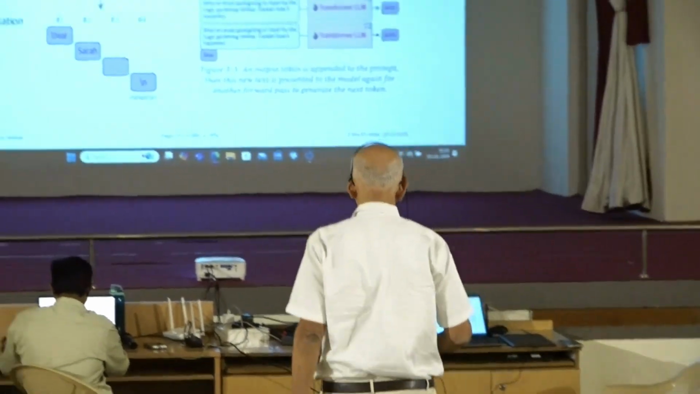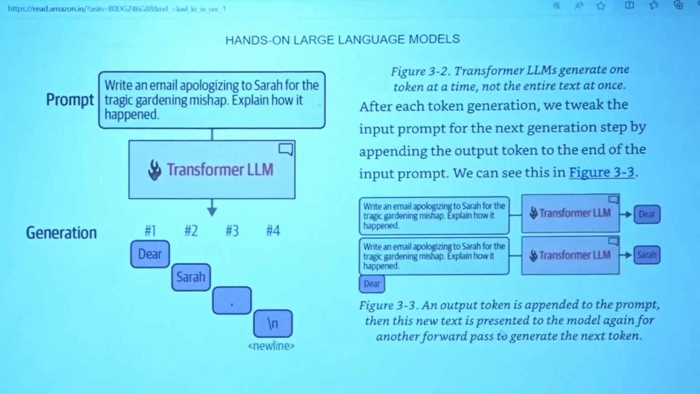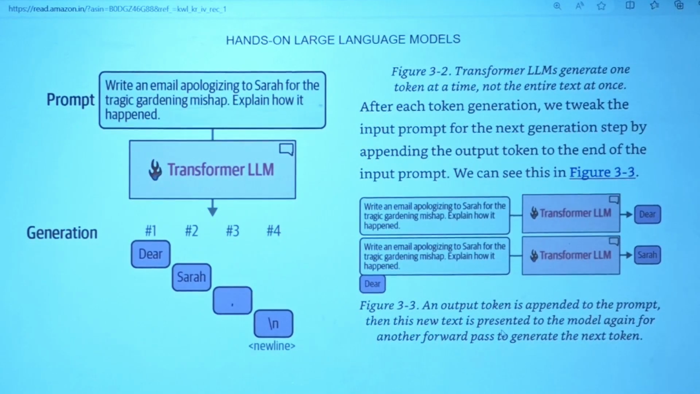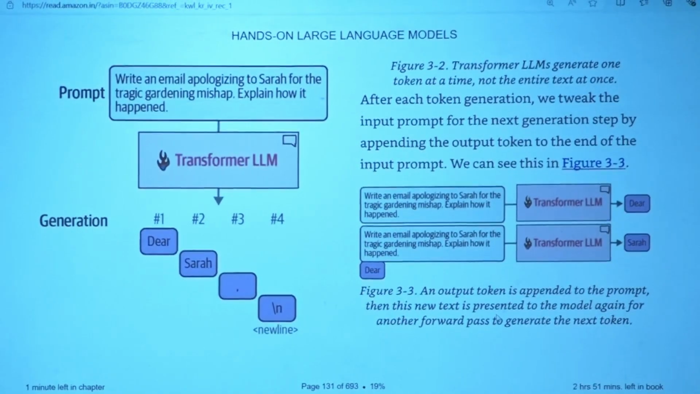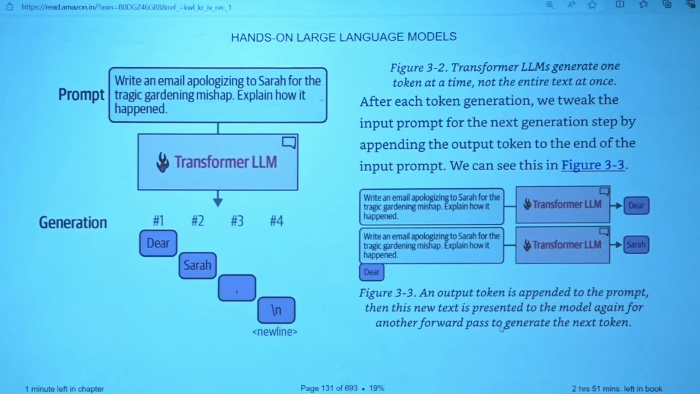This is called autoregressive. In the next place he spells it out. He says the output token is appended to the prompt. Then this new text is presented to the model again for another forward pass to generate the next token. So, every time it is doing a forward pass and generating one token after another. Why just one token? But the speed at which it is generating the tokens is so fast that you are getting sentence after sentence spewing out. We don't feel the speed. So, next.